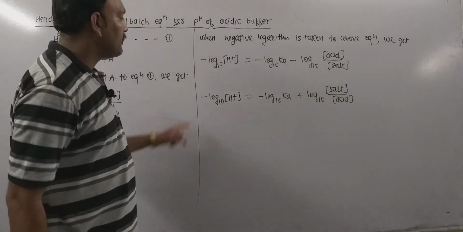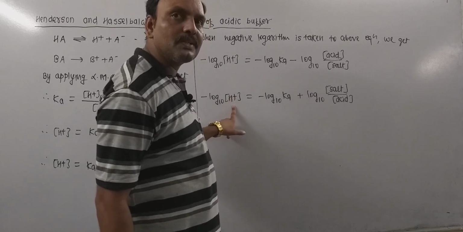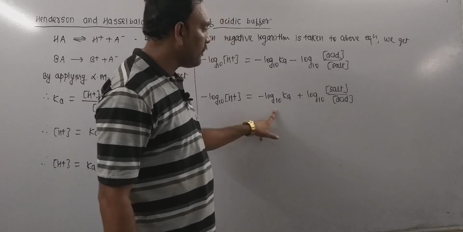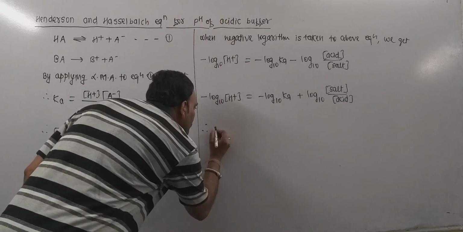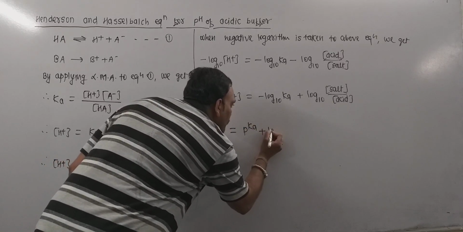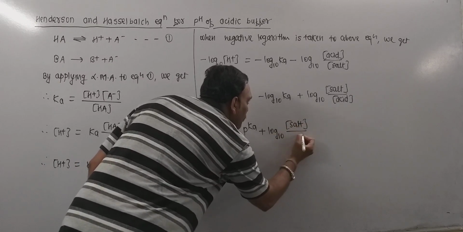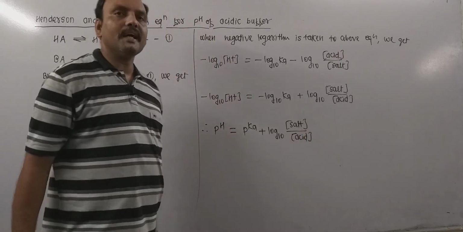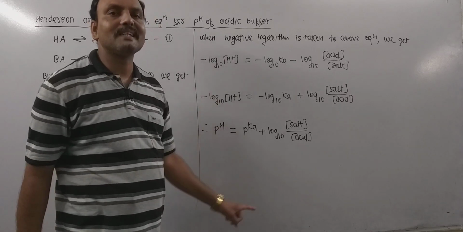Now we know very well that negative logarithm to the base 10 of concentration of H plus is nothing but pH, and negative logarithm to the base 10 of Ka is nothing but pKa. Thus this equation becomes pH is equal to pKa plus log base 10 concentration of salt upon concentration of acid. So this is the Henderson-Hasselbalch equation for pH of acidic buffer.